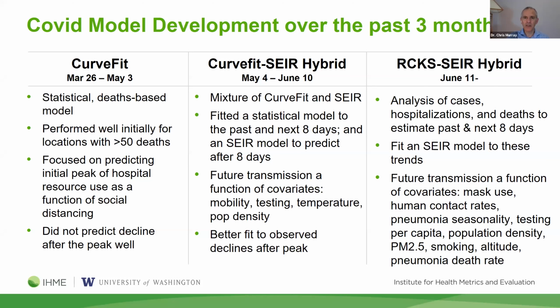Now we're transitioning to another iteration. The only change there is how we fit the past in the next 8 days. We have a better statistical algorithm called the random knot combination spline. And then we have the same SEIR model fit going forward. And now we've broadened the number of predictors quite a lot to capture things that people have proposed and for which we find statistical evidence of an association. So more on that as we go through.